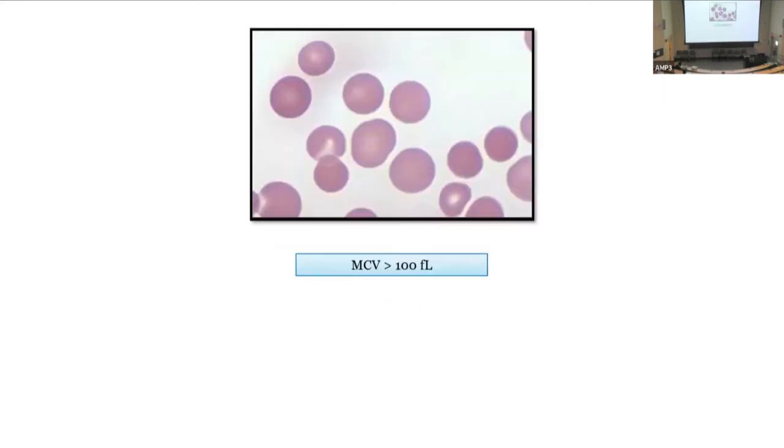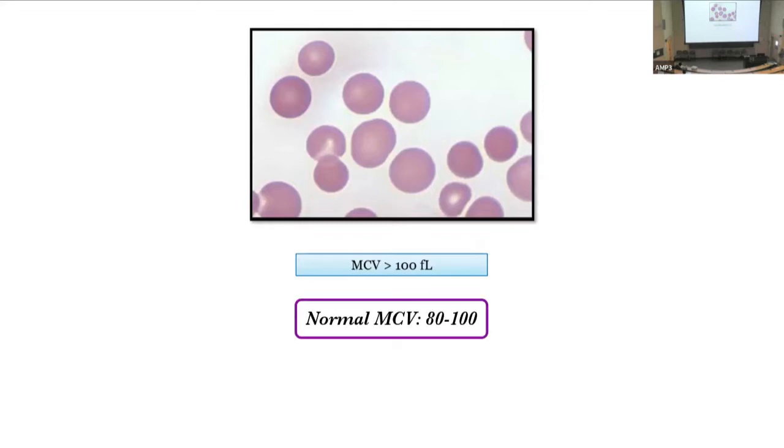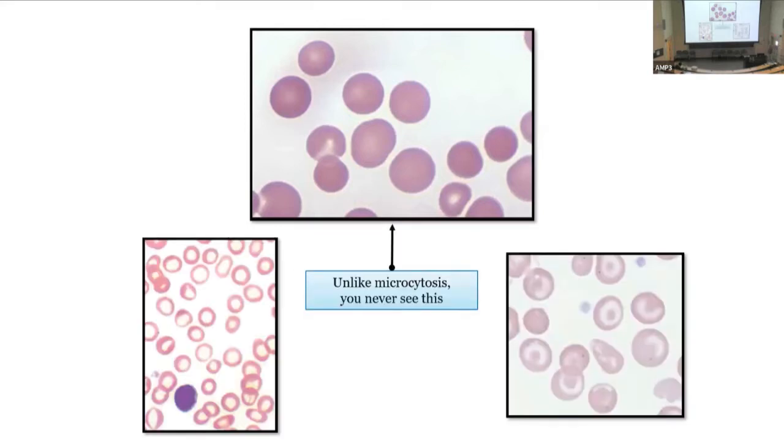All righty. What's macrocytosis? It's defined by an elevated MCV, mean corpuscular volume, where normal is 80 to 100. So anything greater than 100 is macrocytosis. Here you have a macro-ovalocyte. Here's one of the key things, right?